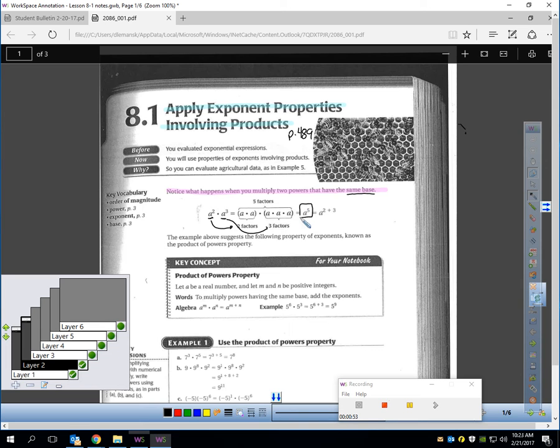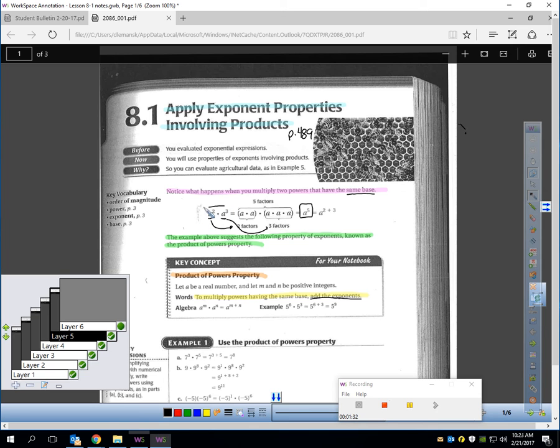Now, you notice if we just had added the exponents, we could have avoided writing this whole thing out. A squared times a cubed would be a to the fifth. This example above suggests the following property of exponents, which is known as the product of powers property, and I would get that in your notes. And here is the product of powers property. To multiply powers having the same base, you actually add the exponents, like I did here.